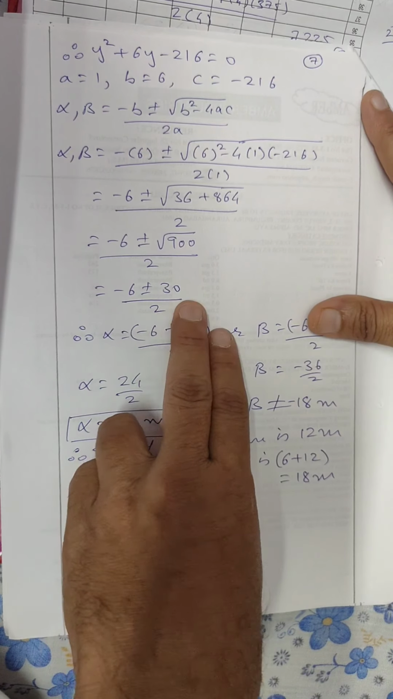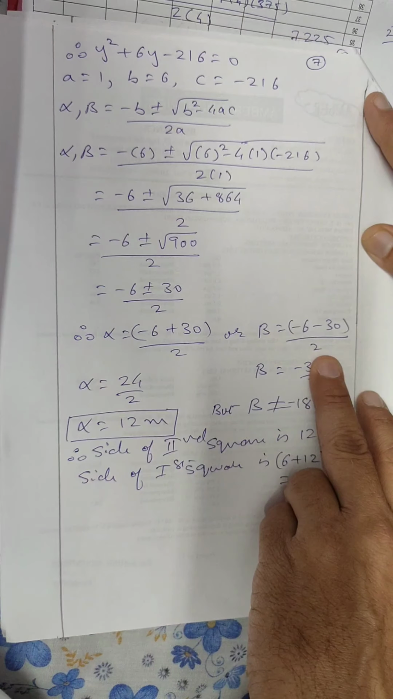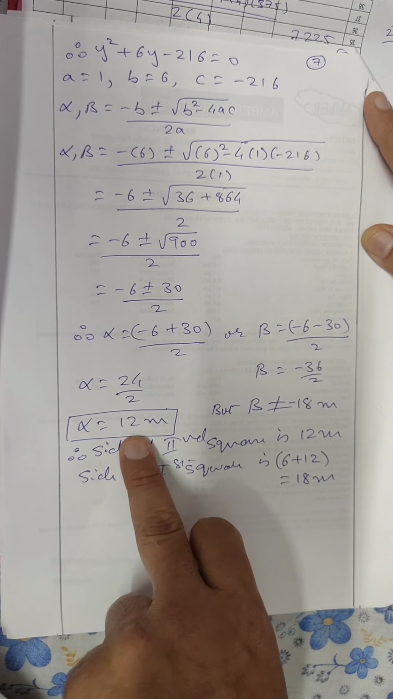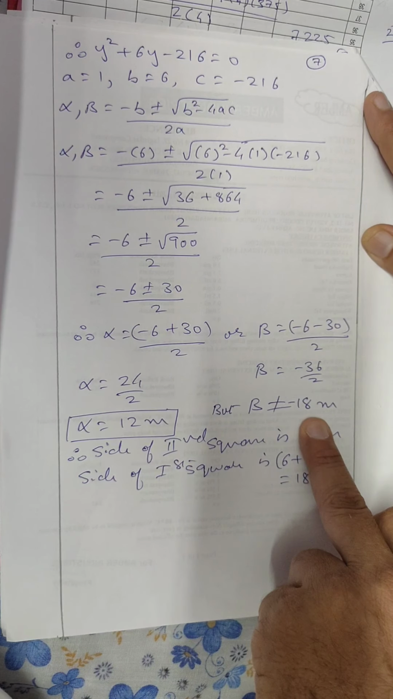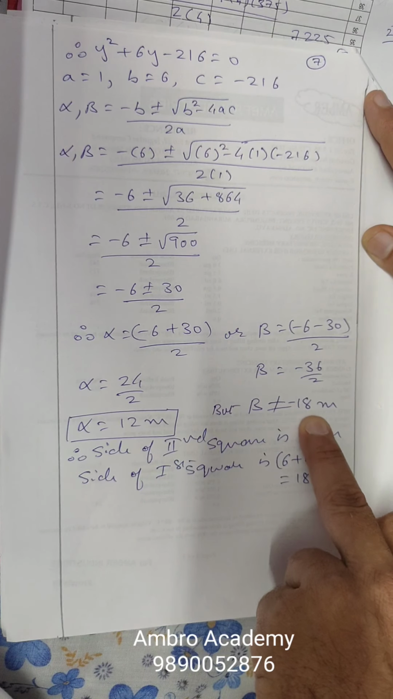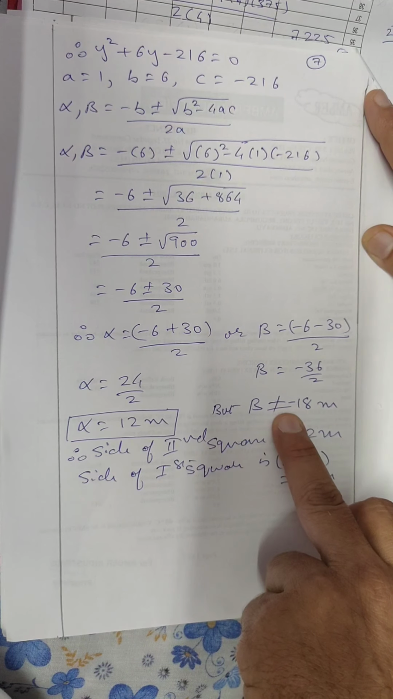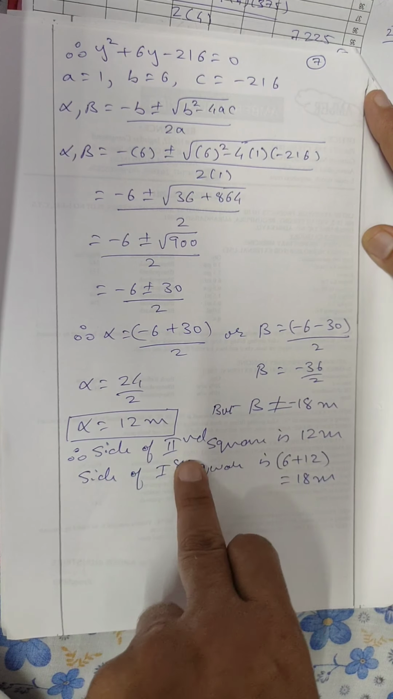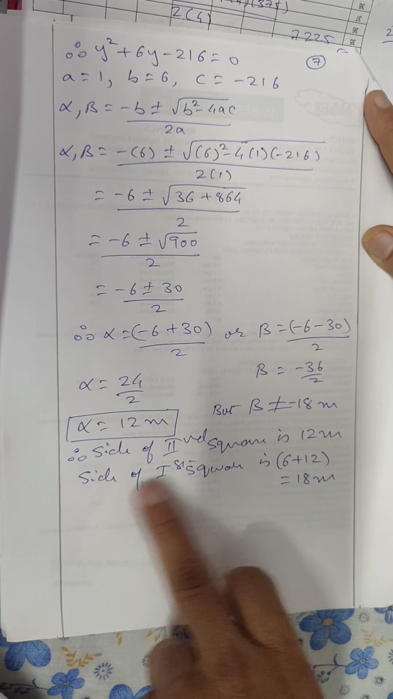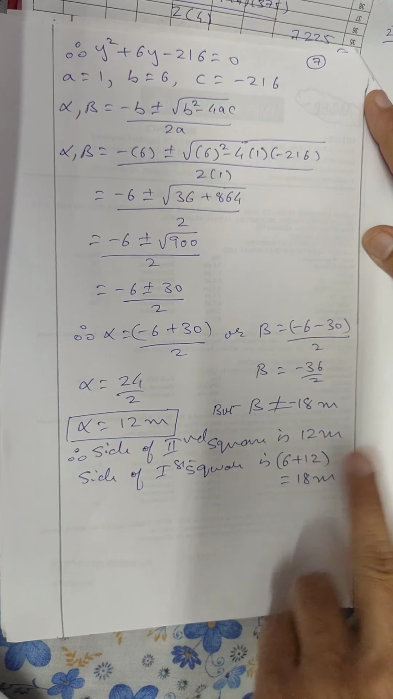So minus 6 plus or minus 30 upon 2. So minus 6 plus 30 upon 2 or minus 6 minus 30 upon 2. It becomes 24 upon 2 or minus 36 upon 2. It becomes 12 meters or minus 18 meters. But again we know the side of a square or the length cannot be negative. So we are discarding this value. We take the side of square 2 as 12 meters. But what about x? It is 6 plus 12, that is 18 meters. So these are the two sides.